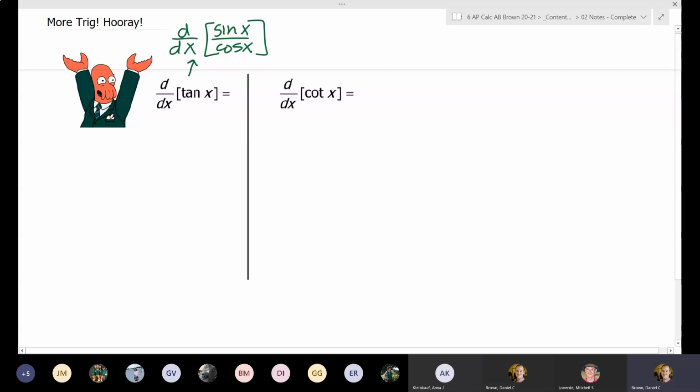Since it's the derivative of sine over cosine, they both have x's in them. We can use the quotient rule. So let's go ahead and find the derivative of that using the quotient rule. So I have sine over cosine, that's what tangent is.